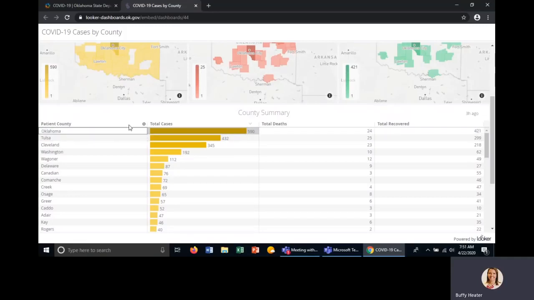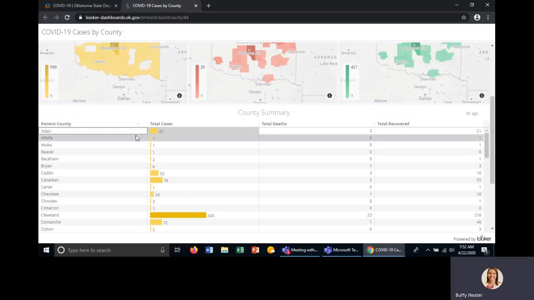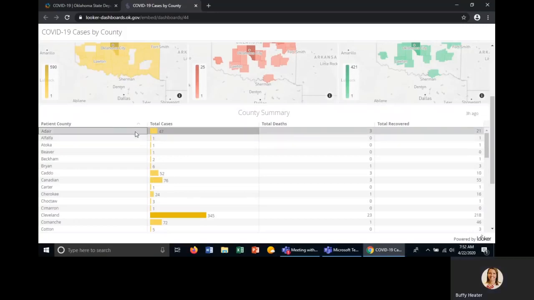Here you can scroll across and see Oklahoma County's data for cases, deaths, and recovered. However, if you would like to change the view, if you left click on the patient county, it will give you an alphabetic sort. By changing the direction of the sort, you are able to click on this arrow and it will give you an A to Z sort.